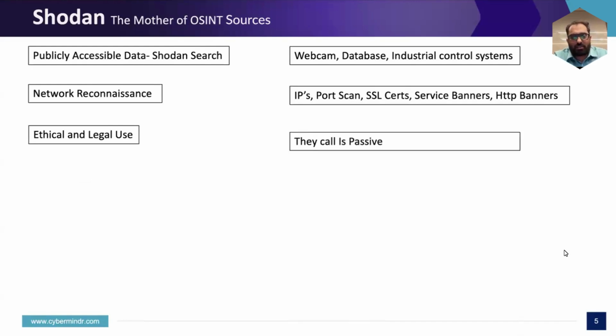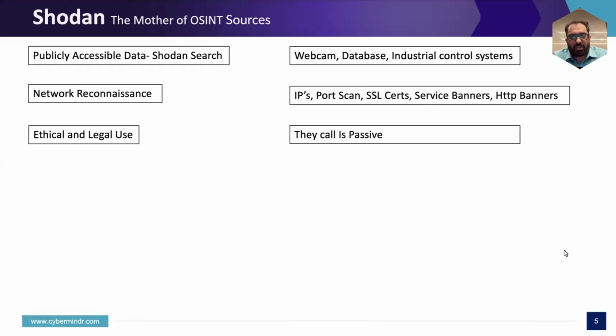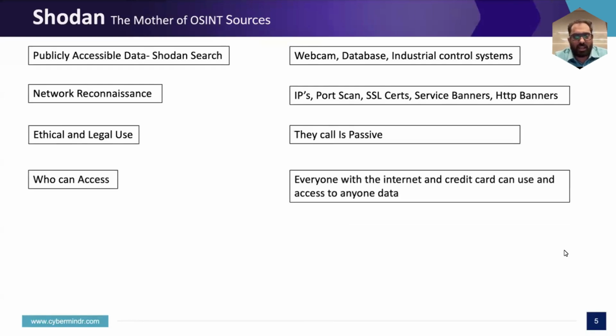Yes, Shodan calls it passive data. Actually, they say it is not illegal to collect. Who can access this data? Everyone with internet and a credit card can use this data.